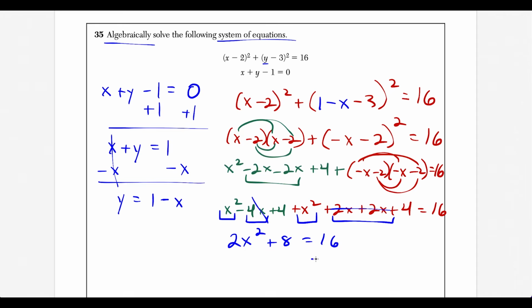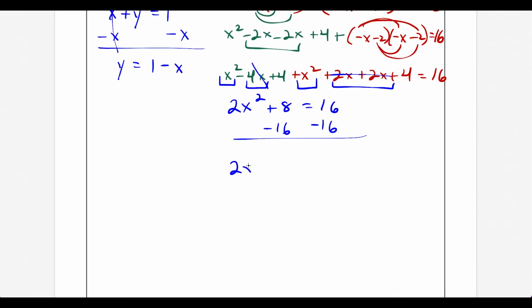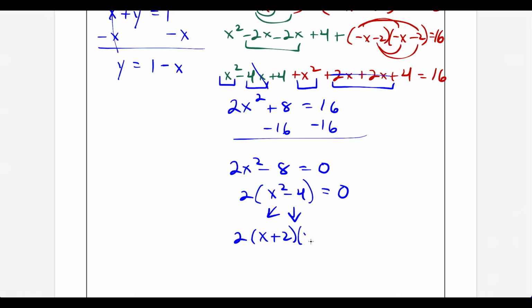So now from here, what we're going to do is subtract 16 on both sides. And now we've got 2x squared minus 8 is equal to 0. So from here, I would factor out a 2, and we'd have x squared minus 4 is equal to 0. And notice this factors very nicely. This is going to give us, well, first we'll just tack on the 2, and then we have x plus 2 times x minus 2 is equal to 0.